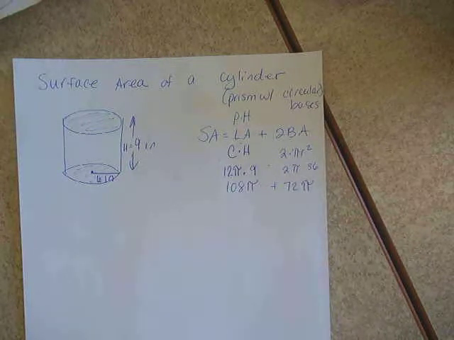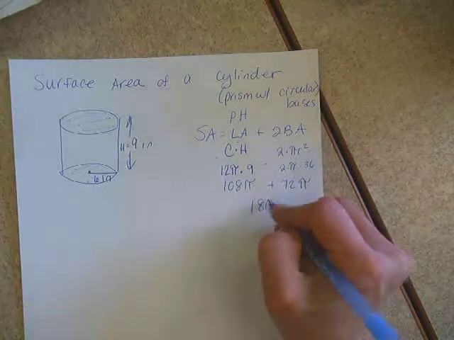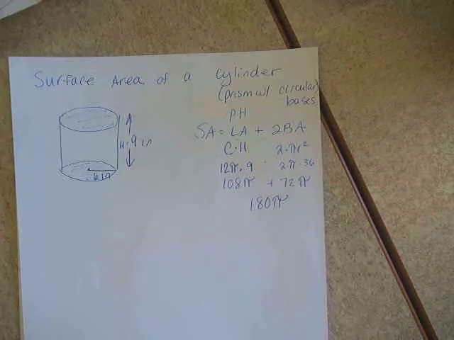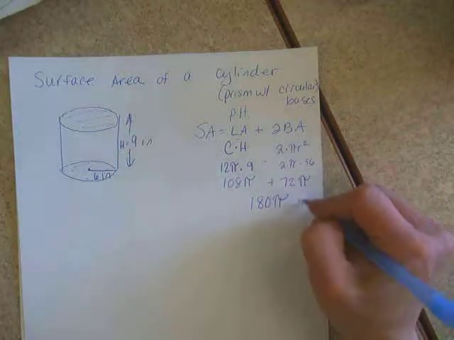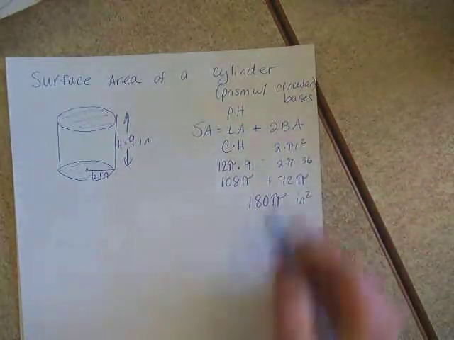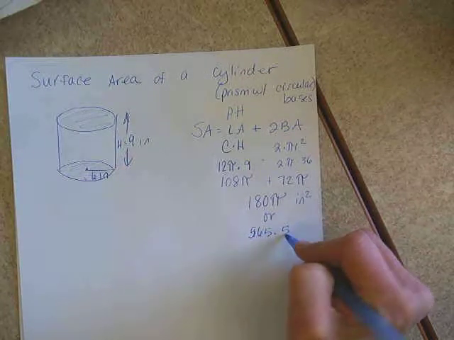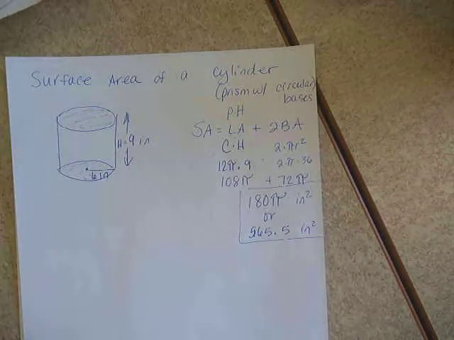My base is just a circle, actually 2 of them. So I'm going to do 2 times pi r squared. My radius is 6, so squared is 36. And 36 times 2 is 72 pi. And if you leave them in terms of pi, because your lateral area and your base area both contain pi, then you can add them together. That would be 180 pi.